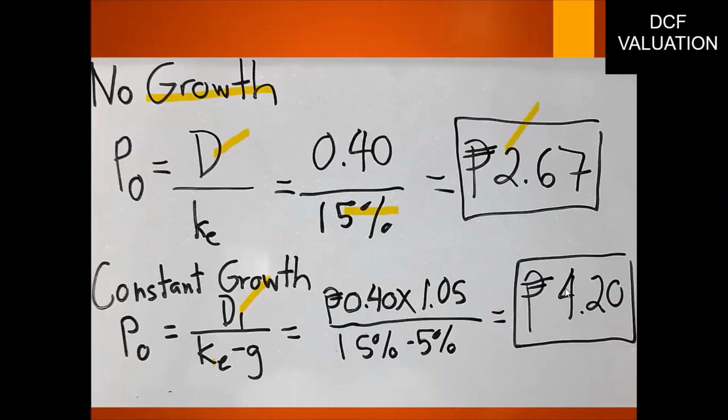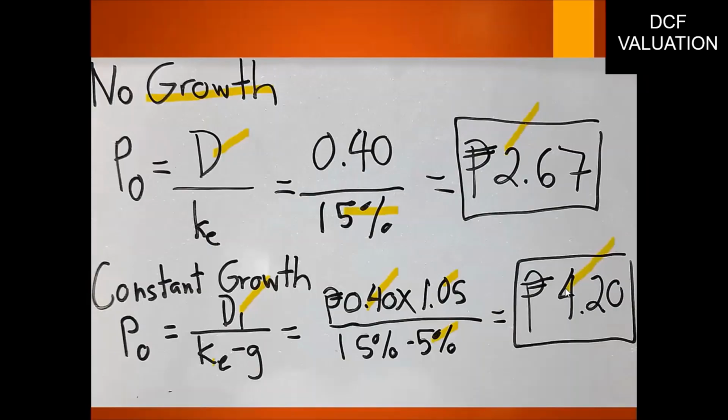So in our example, D0 is 0.4. That's the actual dividends. To get the expected or forecasted dividends for year 1, we multiply it by 1 plus the growth rate of 5%. So that will give us dividend 1. And divide it by the difference between the 15% cost of equity and the 5% constant growth. So our estimate will now be higher, 4.2.